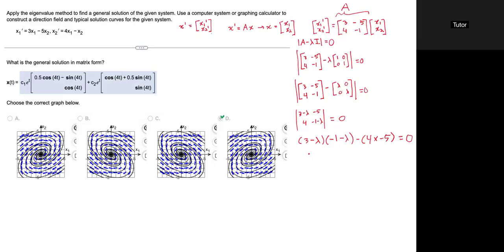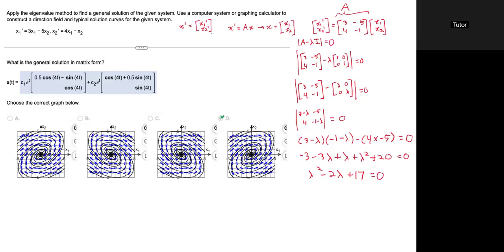And we can distribute this out as -3 minus 3 lambda plus lambda plus lambda squared plus 20 is equal to 0. Simplifying this, we get that lambda squared minus 2 lambda plus 17 is equal to 0.